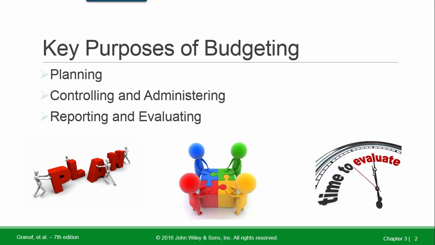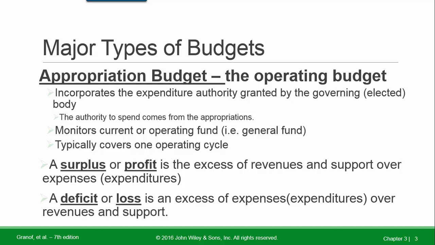This is the loop. Before the period begins, we start with the planning. During the fiscal year, we control and administer. And at the end of the reporting period, we make the reports and we evaluate.